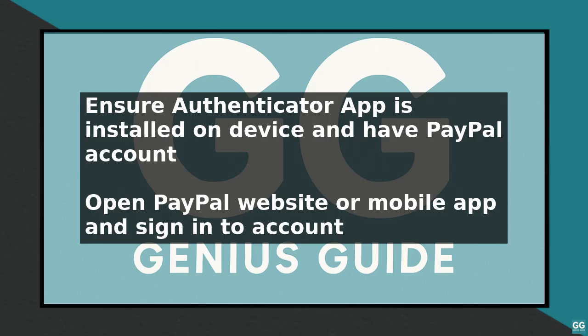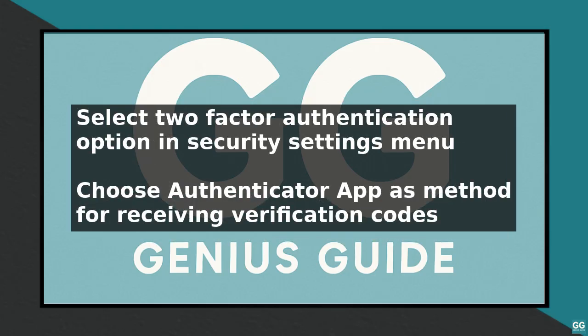Navigate to the security settings, which can usually be found under the Profile or Account Settings menu. In the security settings, look for the option to set up two-factor authentication, which may be listed as 2FA or two-step verification. Select this option and choose the Authenticator app as the method for receiving verification codes. You will be prompted to scan a QR code using the Authenticator app or enter a secret key manually.